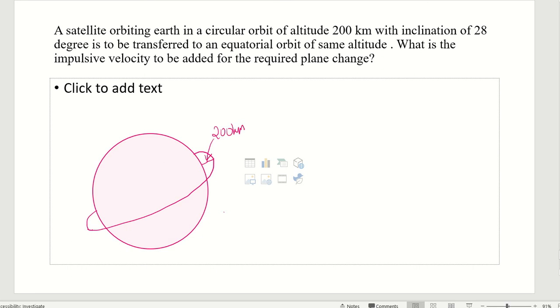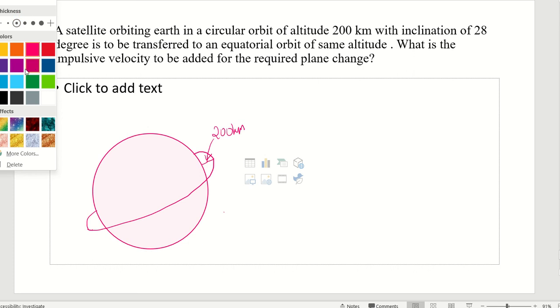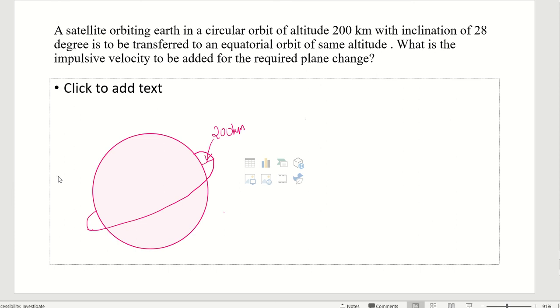And we have to change this orientation to a new orbit, transferred to an equatorial orbit. So for an equatorial orbit, the inclination will be zero. I am changing it to an equatorial orbit of the same size. Assume that this is the equatorial orbit, so inclination will be zero. So the difference in inclination is what? 28 degree.